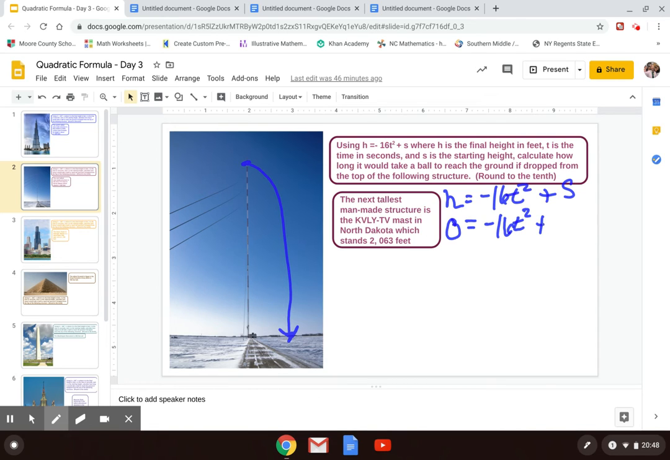And then my height this time, it says the next tallest man-made structure is the KVLY-TV mast in North Dakota, which stands at 2,063 feet. So that's going to be my function that I need to find the zeros for, which is going to tell me the answer to how long it takes the ball to travel from the top of the antenna down to the ground.